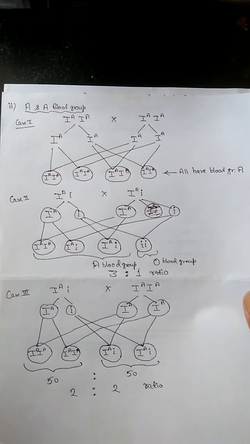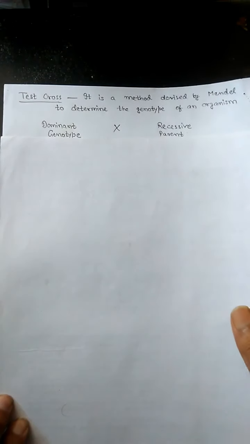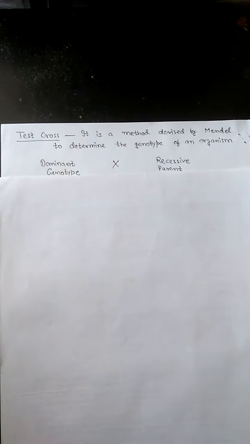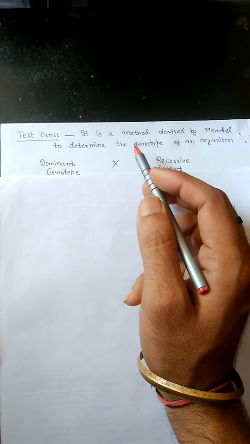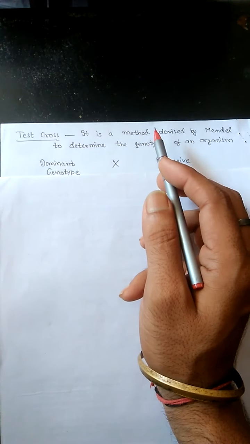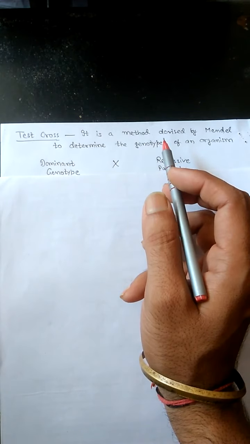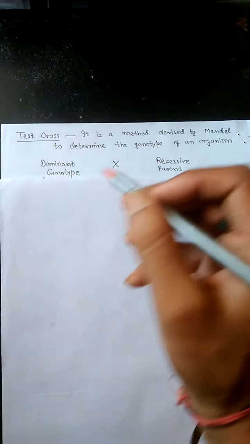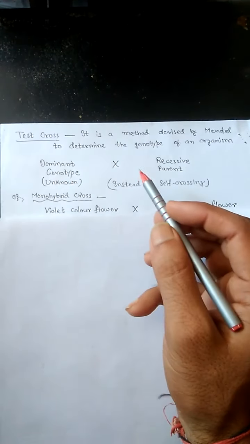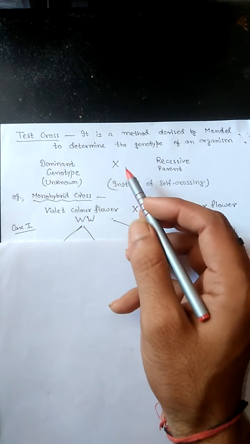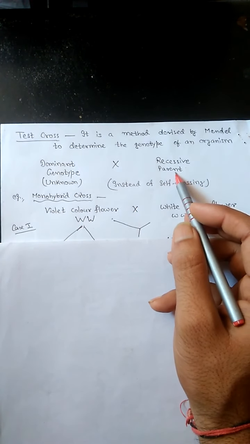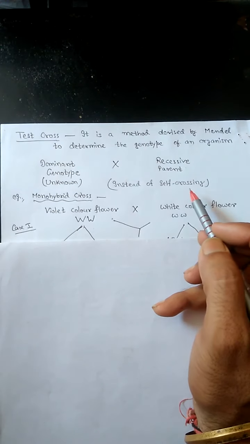Now, let us come to the next topic, that is the test cross. What is a test cross? This is a method devised by Mendel to determine the genotype of an organism. In it, the dominant genotype of an unknown type, which is not known to us, is crossed with a recessive parent instead of self crossing.